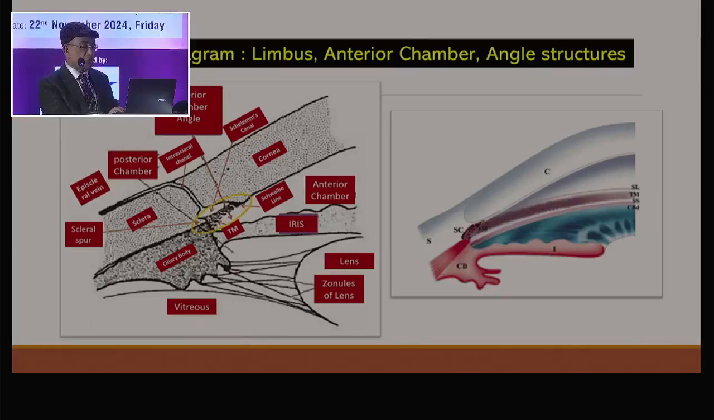These are the portions to see. But if you look at the eye, it will be like this. This is the Schwalbe's line, ATM, PTM, and scleral spur.